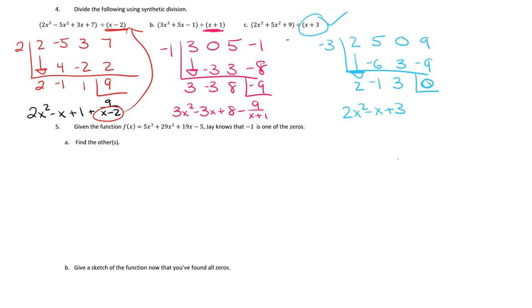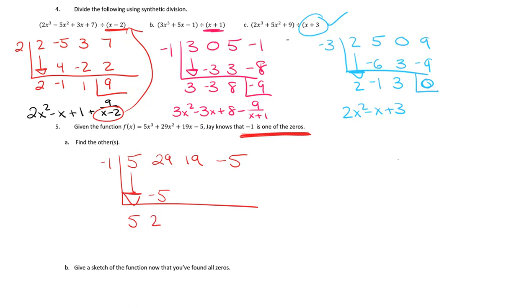Okay, so this next question, I'm telling you that this is one of the zeros. So I already solved for x. So if you're going to do synthetic division, just keep it negative 1. Write down the coefficients like so. Drop it down. 5. Multiply, negative 5. Add, 24. Multiply, negative 24. Add, negative 5. Multiply, positive 5. 0. So I get 5x squared plus 24x minus 5.